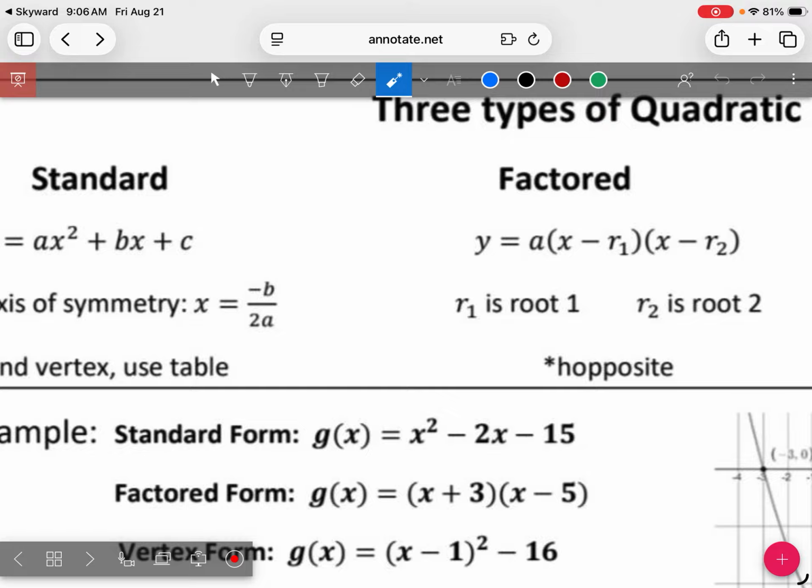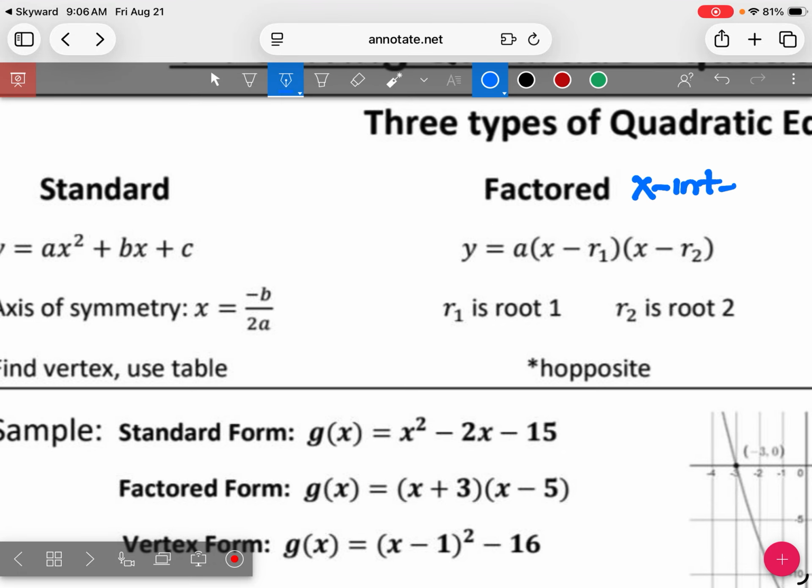Okay, so factor form. With factor form, the focus is on the x-intercepts. So this is what we're focusing on when it's factor form: the x-intercepts, or the roots, or the solutions, okay?